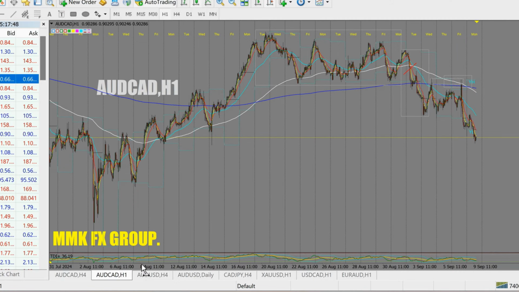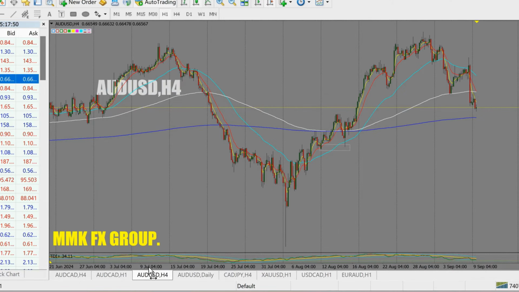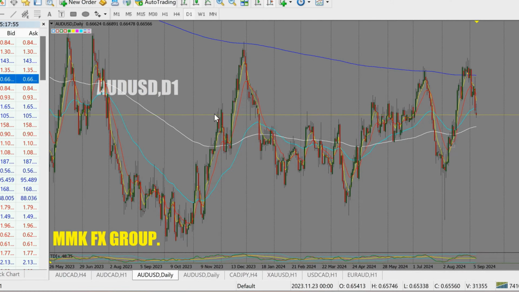So we also had something similar on AUDUSD. All right, we also had something similar on AUDUSD. So we're going to look at it, and I'm going to explain my thought process around this after this ad.